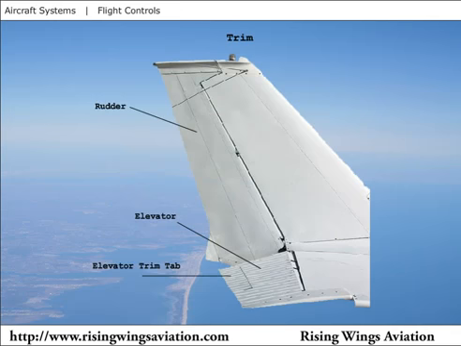Trim consists of a small tab attached to the primary flight control by a hinge. Airplanes have roll trim, rudder trim, and/or elevator trim.